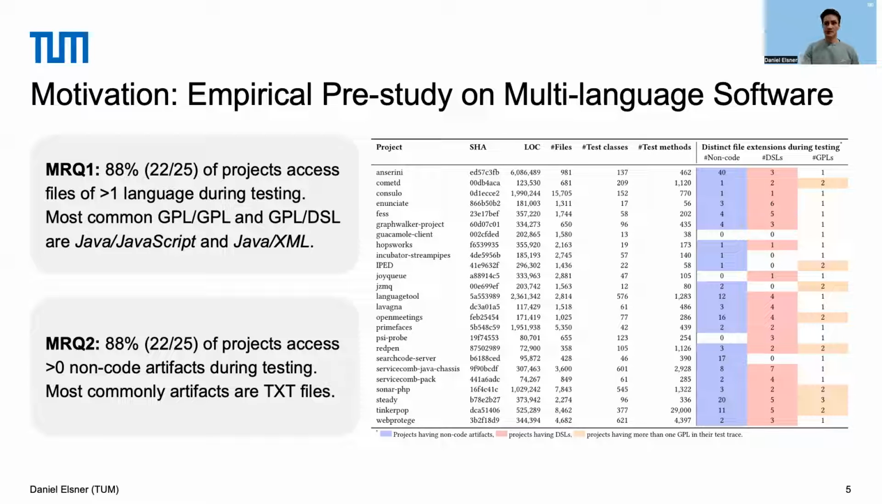All right, and what is the insight? Well, these results give evidence that multi-language software does indeed pose challenges to regression testing research, as tests do use cross-language links during their execution.